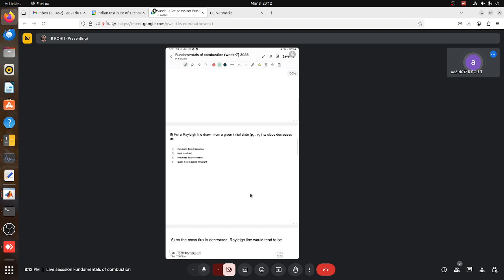For a Rayleigh line drawn from a given initial state P1 and v1, its slope decreases as the mass flux decreases, heat is added, the mass flux increases, or the mass flux remains constant. So maybe I'll wait for 2-3 minutes for you to think of it, and then I will explain it.